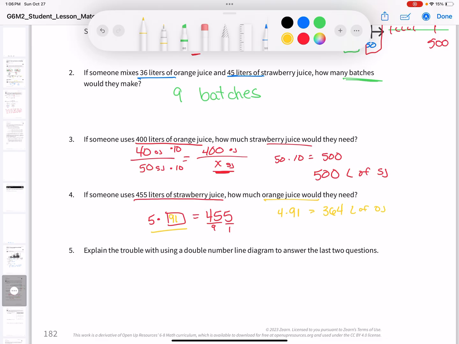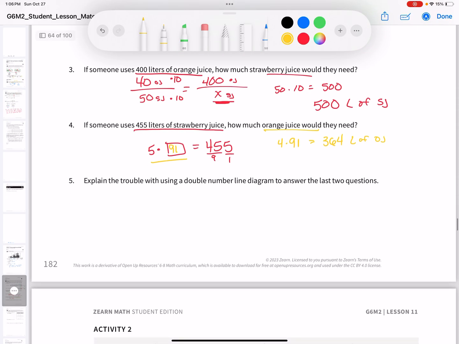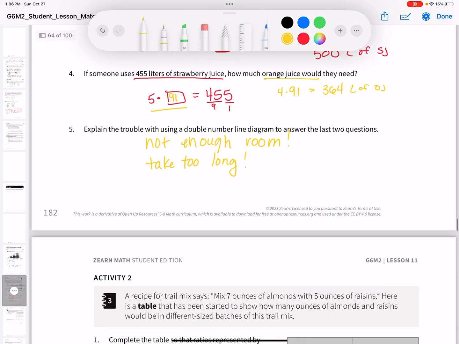Yikes. That would be really hard to show on a double number line. You would need a massive double number line to do this. So, explain the trouble with using a double number line. There's not enough room. Basically, there's not enough room. We could do it. It would just take forever. So it'd take too long. Yuck. I don't want to do that.